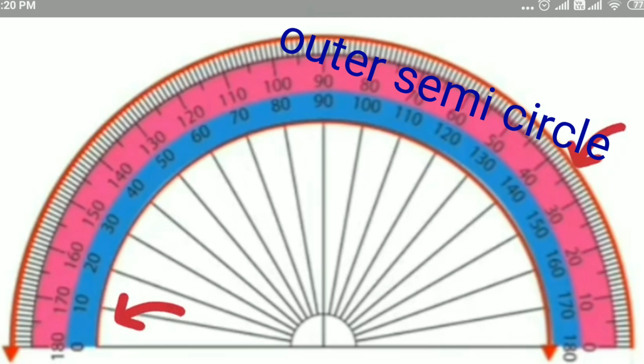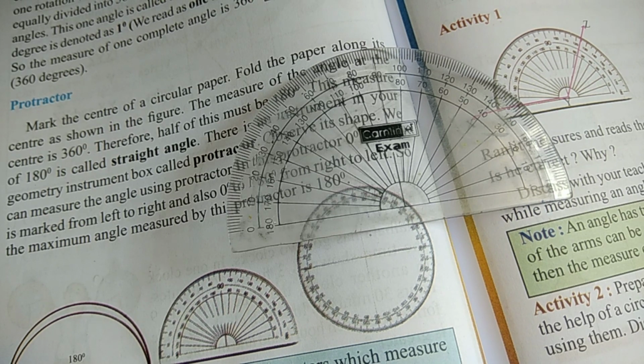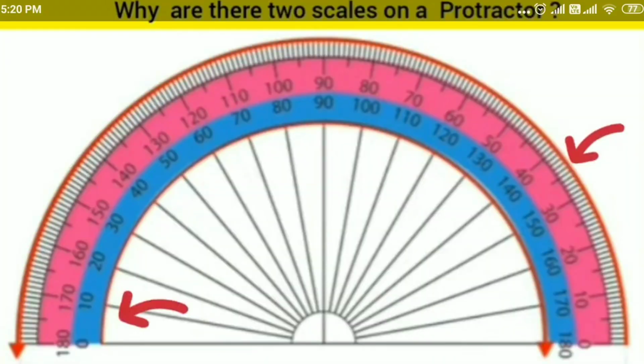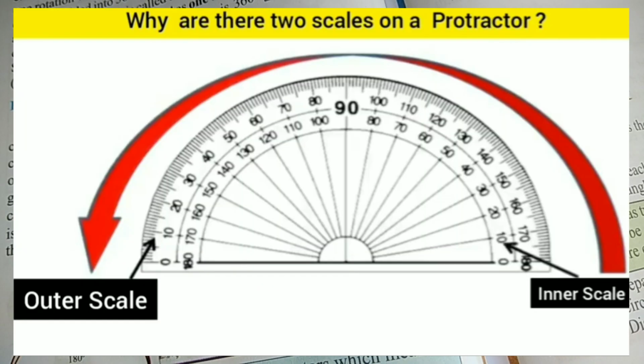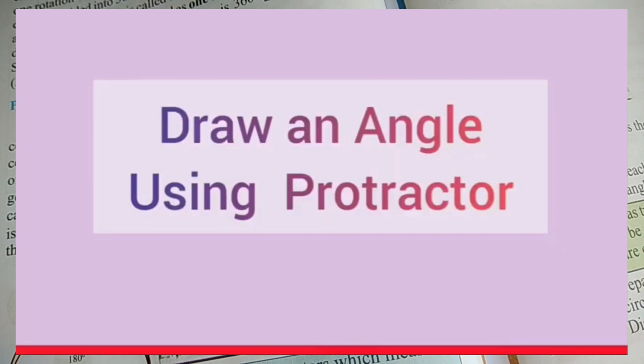You must be thinking, why are there two scales on the protractor? Let us understand the parts of the protractor. By the end of this explanation you will understand why and when to use these scales. Now, let us see. There is a bottom line and there is a center point on the protractor. Let us see how we can draw an angle using the protractor.